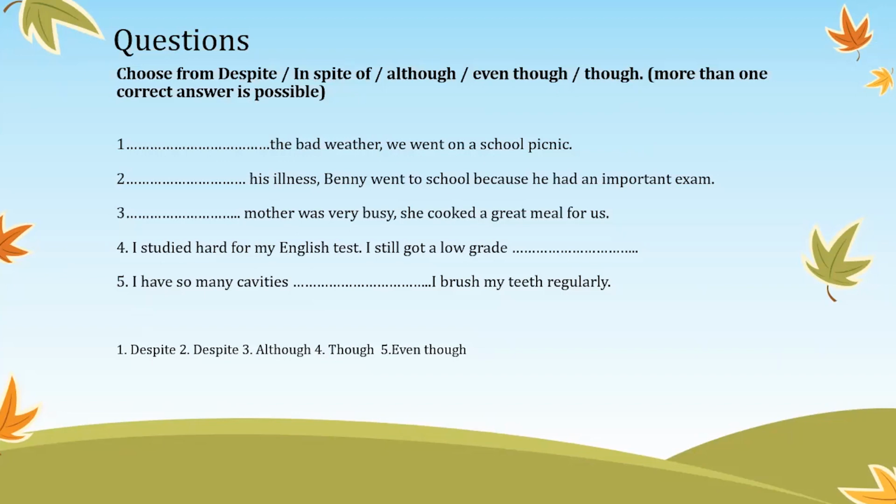Third one, although mother was very busy, she cooked a great meal for us. We have a clause after the blank, so you may use although and though. Fourth one, I studied hard for my English test. I still got a low grade though. Here though will be the only correct answer because the blank is at the end of the sentence, so you cannot use although.